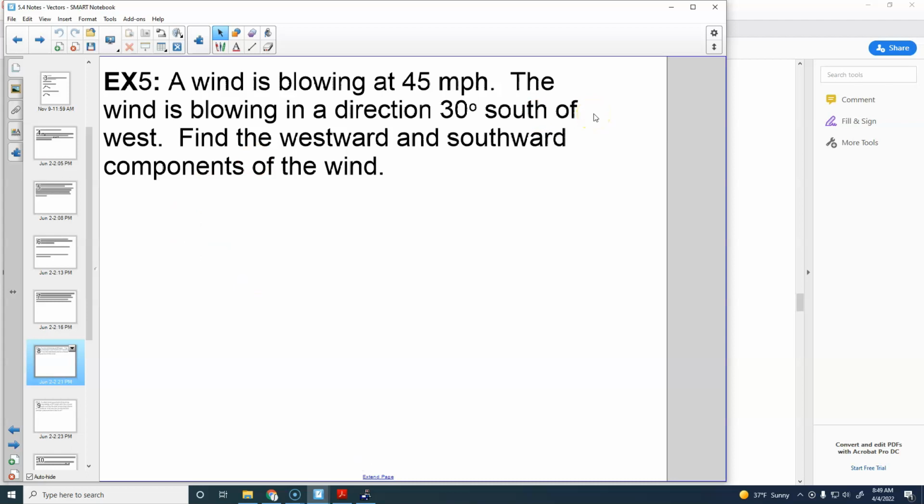All right, so in this one, we have a wind blowing at 45 miles per hour. The wind is blowing in a direction 30 degrees south of west. Find the westward and southward components of the wind.